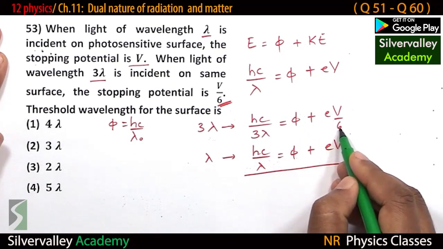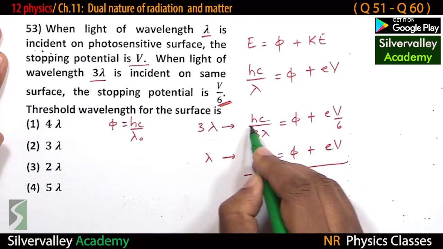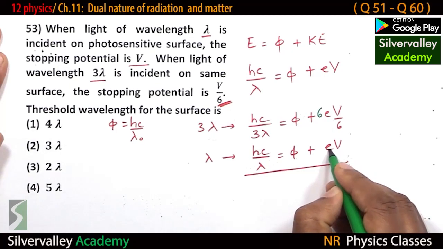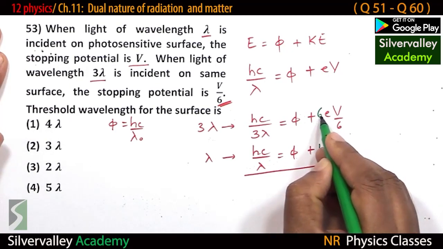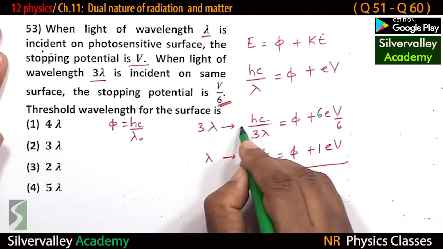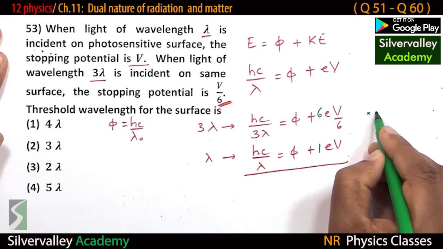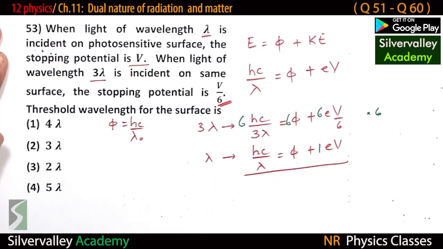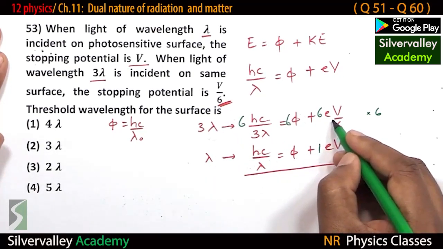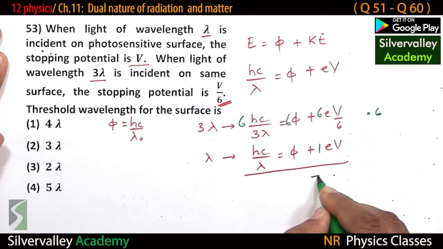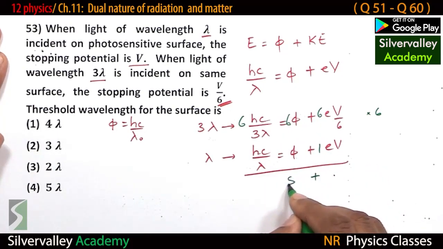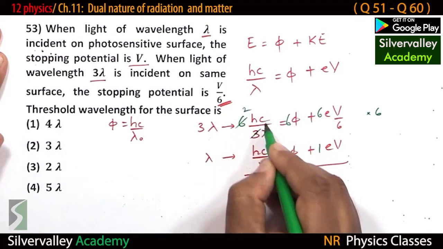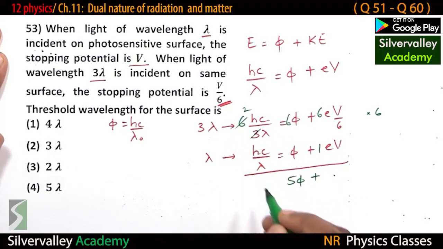Here there is 6. So let me multiply throughout this by 6, because the coefficient of EV is 1. 6 by 6 is 1. So multiply throughout by 6. This becomes 6. This minus this is 0. This minus this is 5.